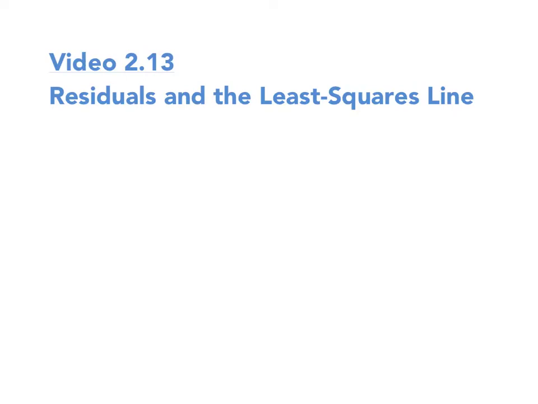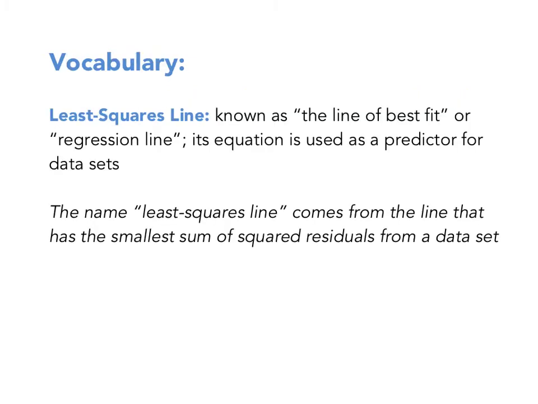For video 2.13, we're going to be building on the skills that we used yesterday in class to look at how we actually make the equations for those lines that we've been using to make predictions for our scatter plot data. So the first thing you need to know is, what is a least squares line?